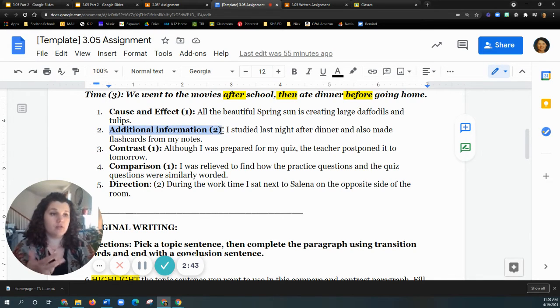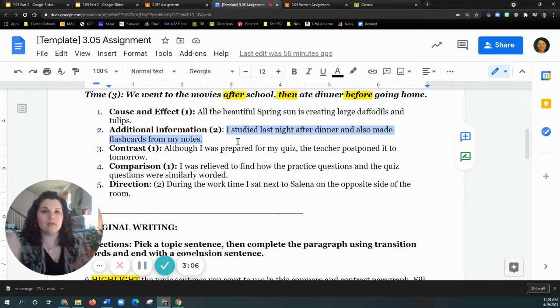Additional information. So there's 2 possible words in here that show that there's more information. I studied last night after dinner and also made flashcards from my notes. So what are the 2 transition words in this sentence that shows more information is being added?